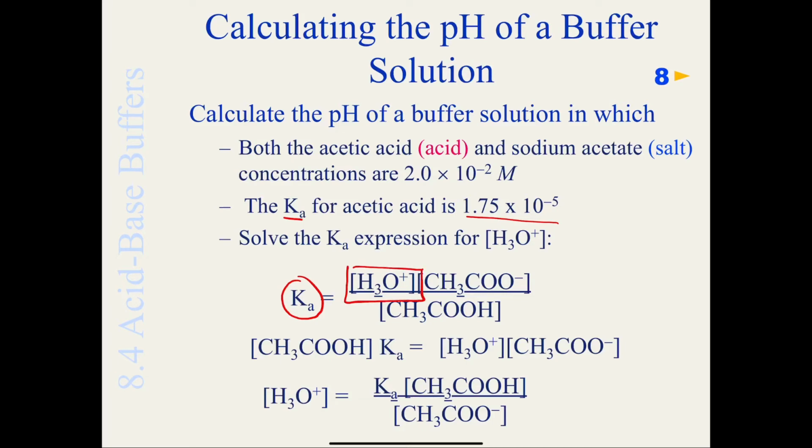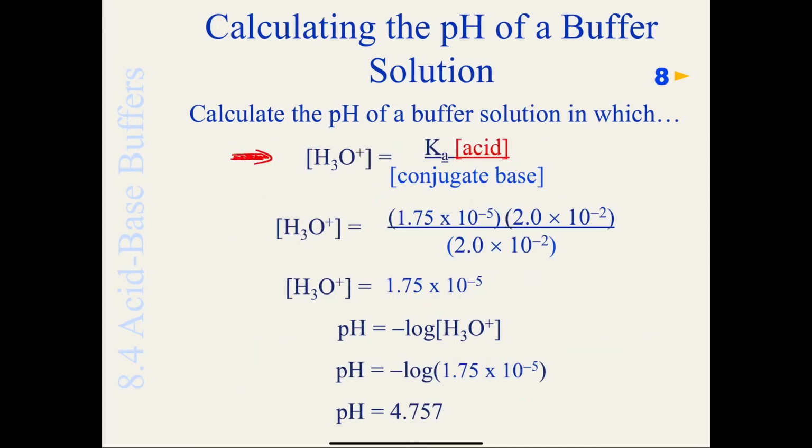So the first thing I would do is multiply both sides by the concentration of acetic acid, which would get me to this expression here. And then I would divide both sides by the concentration of my conjugate base. In the end, I get that the concentration of hydronium is equal to the Ka multiplied by the concentration of acetic acid divided by the concentration of my conjugate base.